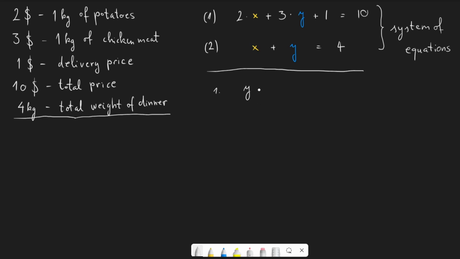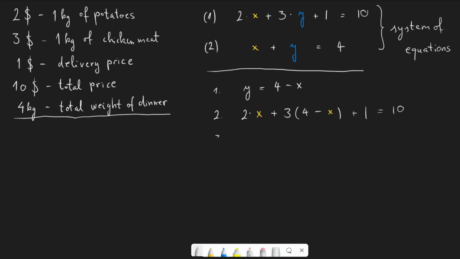So y from the second equation is 4 minus x, and we will in the next step put this expression into the first equation, which is 2 times x plus 3 times 4 minus x, because this is our y variable, and we have plus 1, which equals 10. And as you can see here in this equation, we have only one variable which we can calculate.